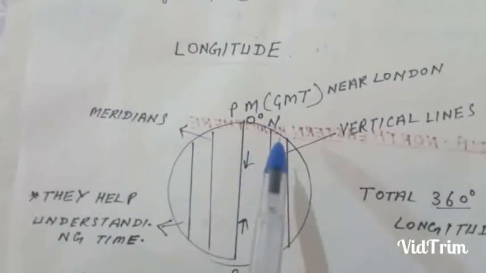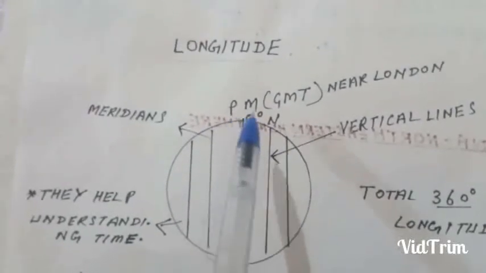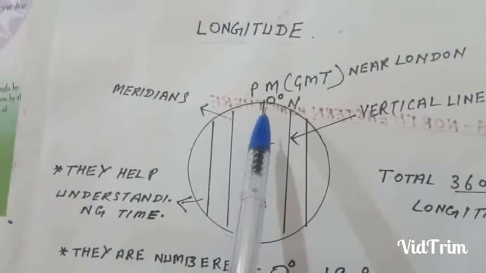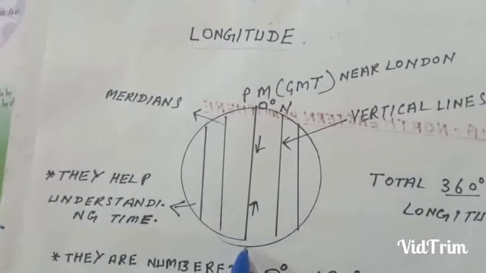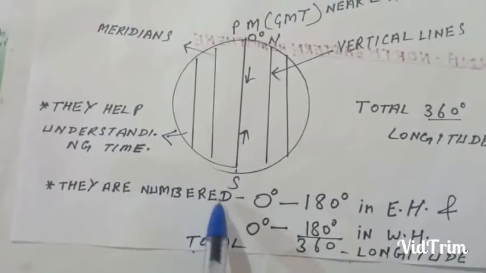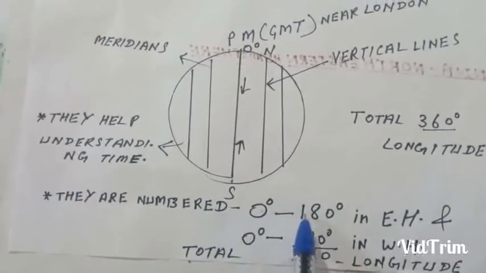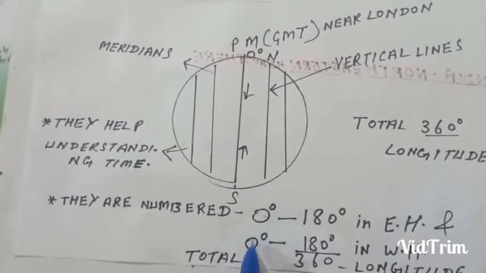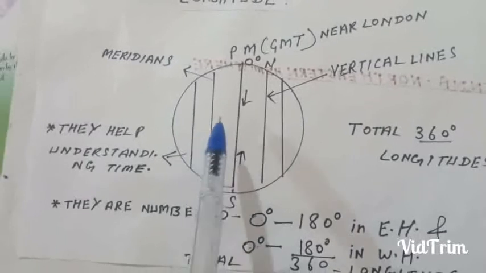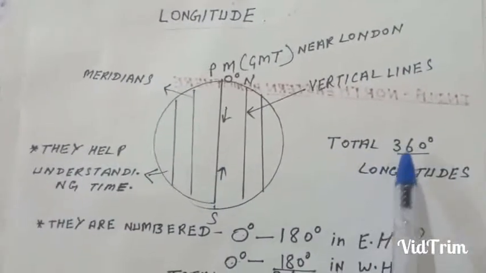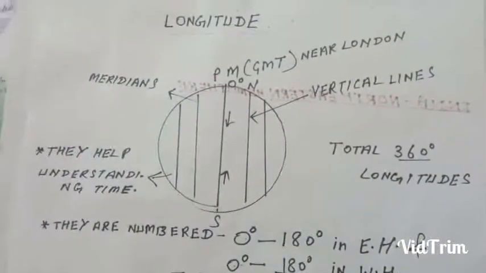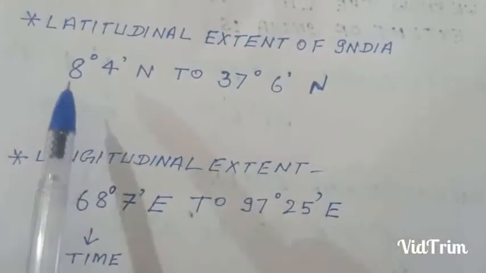So student, this GMT helps to count the timing, and from here, from 0° to 180° east, this is counted. They are numbered from 0° to 180° in the eastern hemisphere, and from 0° to 180° in the western hemisphere. So in total we have 360° of longitude. Okay student, now let us move ahead.